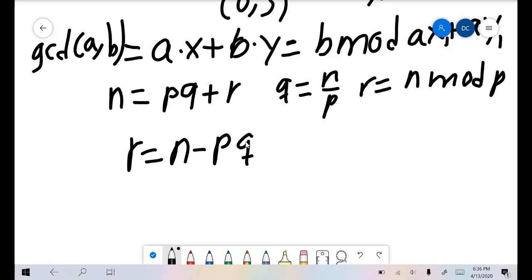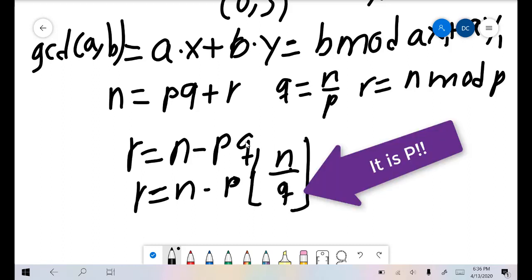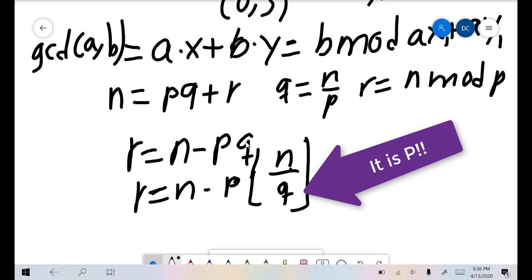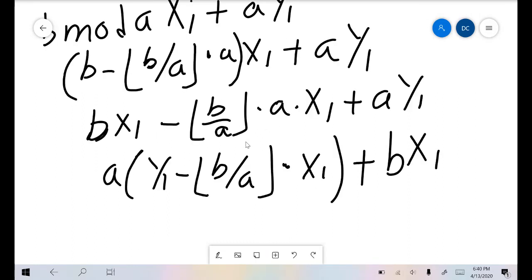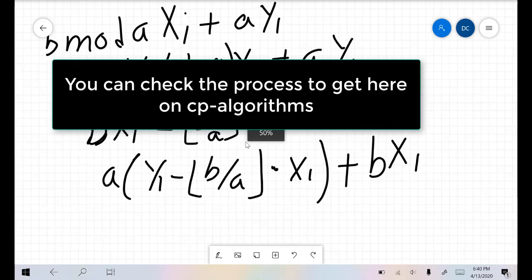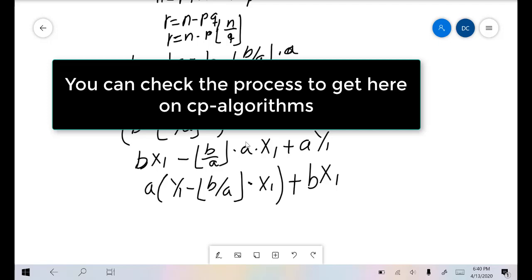And what did we say that q was? Well, r should be equal to n minus p times the floor function of n divided by p. So we can apply the same analysis to get the value of b mod a. Okay, so we do know the value of b mod a in terms of b and a. Okay, so we got to the answer that we needed. We needed to make the next step in the recursion.